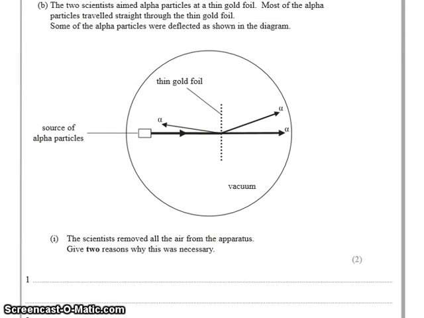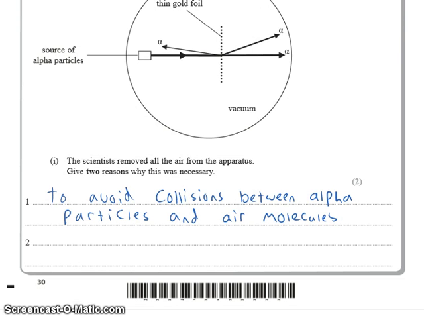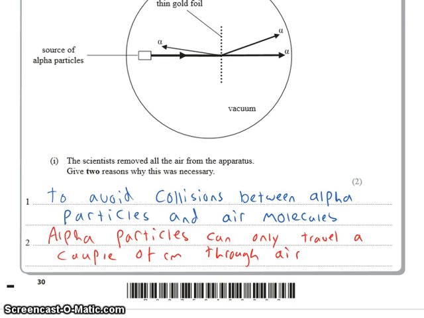So Geiger and Marsden aimed alpha particles at the gold foil, and most of them travelled straight through, but some were deflected as shown in the diagram. Now the scientists removed all the air from the apparatus. Why? Well, firstly, we don't want the alpha particles to collide with the air molecules, and if the tube was filled with air, then the alpha particles wouldn't get very far, because we know that they're very easily absorbed. So within a couple of centimetres they've been absorbed, and they wouldn't even go on to hit the gold foil.